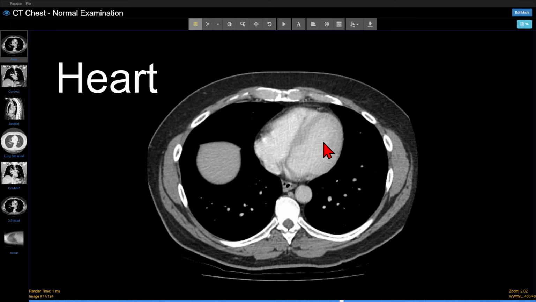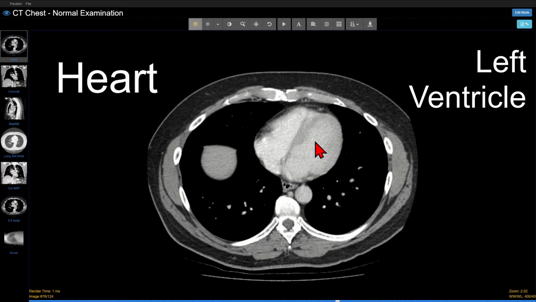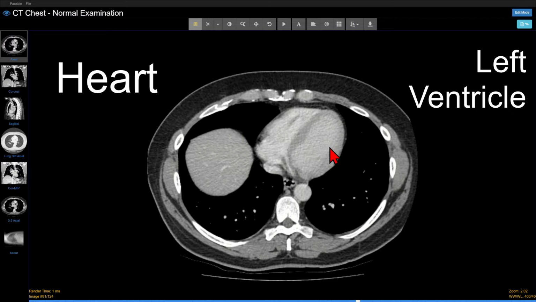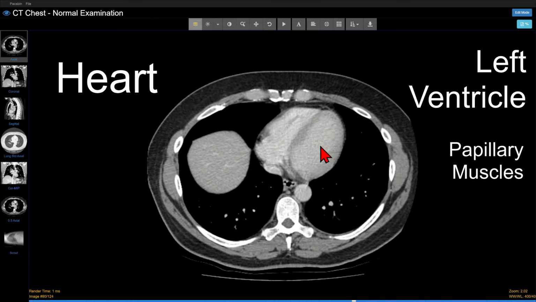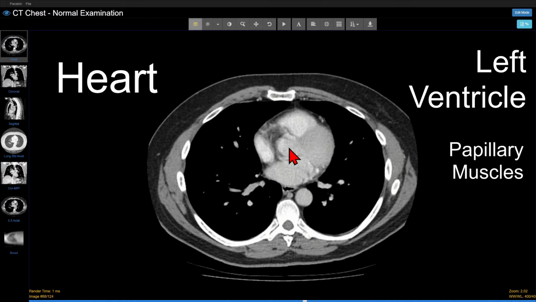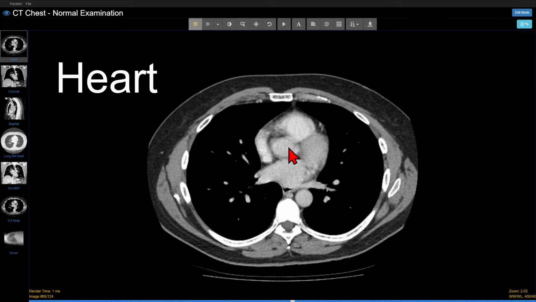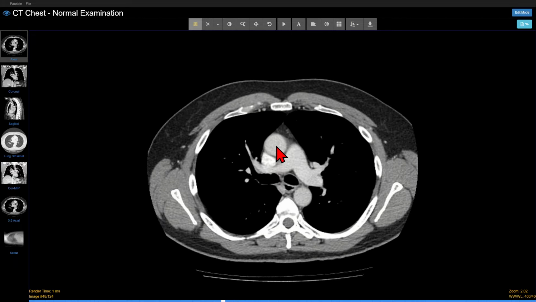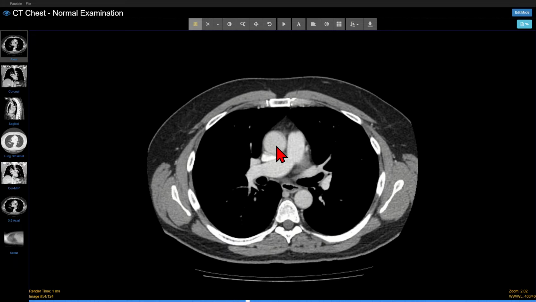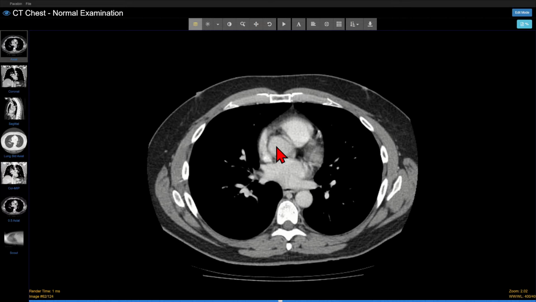Lastly, this is the left ventricle here. Notice the relatively thick wall compared to the right ventricle. You'll also notice the papillary muscles here. The left ventricle pumps blood into the aorta. So this is the aortic valve and the ascending aorta. Okay, and that's a nice segue to move from the heart to the vascular anatomy.